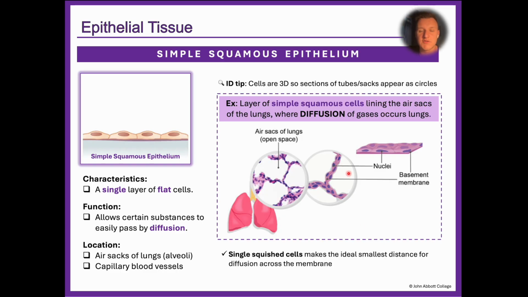All right. So let's go through the first type, simple squamous epithelium. So over here, this is a simple layer because it's a single layer. It's simply one layer. And it's squamous because these are squishy cells, right? They're small, they're flat. The function of these we're going to discuss now.